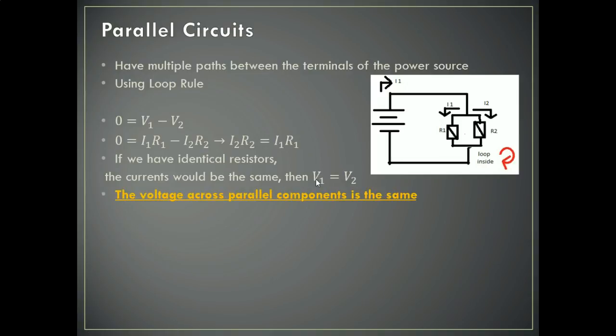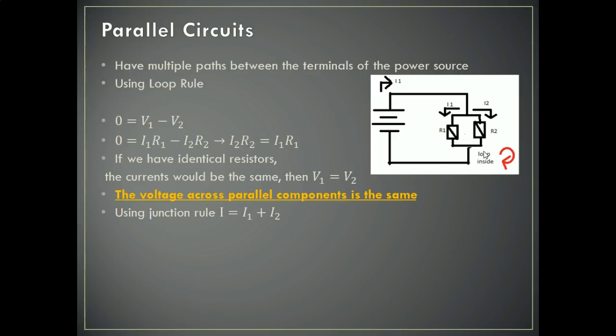So the voltage across a parallel component or parallel components is the same. The voltage is always the same. So the voltage in R1 equals the voltage of R2, and it'll always be like that. So this is one of the important rules. So now we're going to use the junction rule with current.